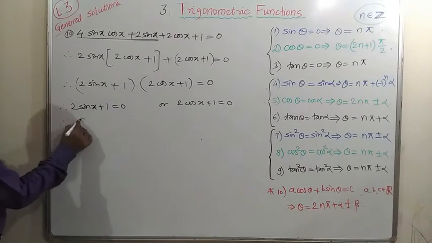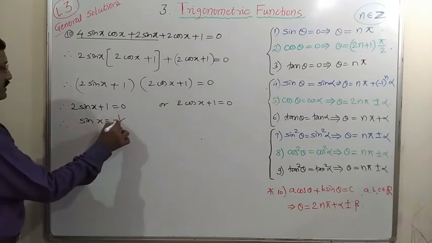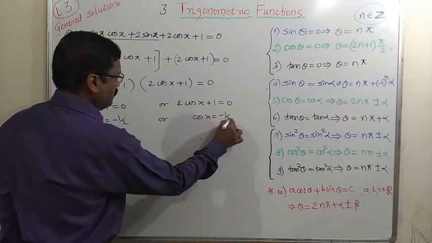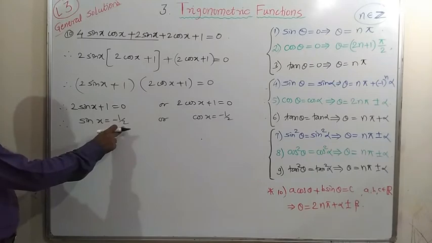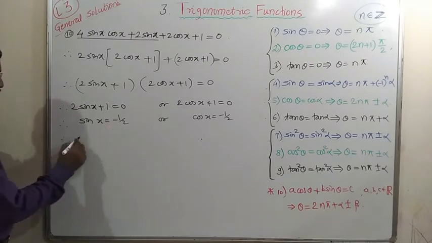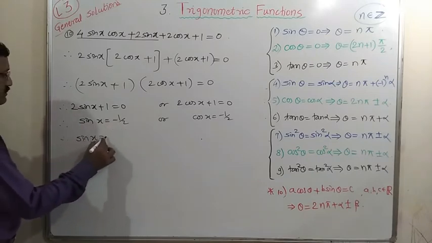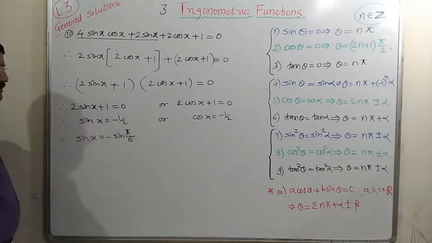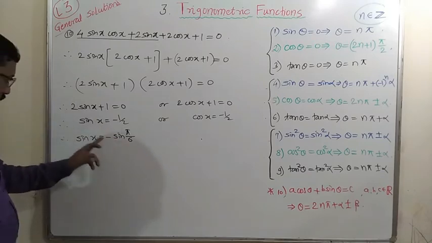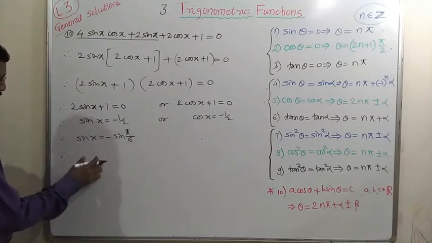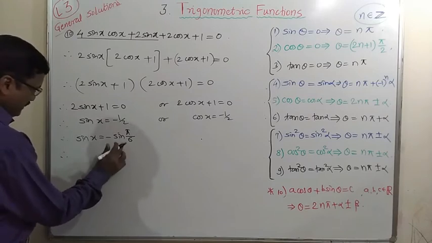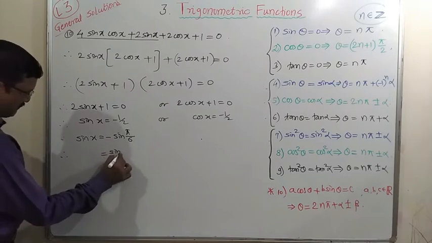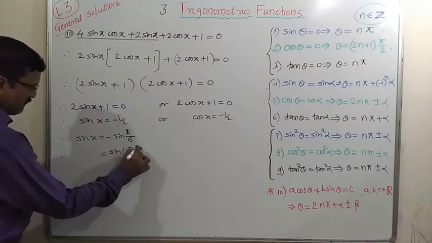This gives us sin x equal to minus half, and this gives us cos x equal to minus half. For which angle is the sin ratio half? It is for 30 degrees, so sin x is equal to minus sin pi by 6, since sin pi by 6 equals half. Absorb this negative sign. We have already solved a similar example. Here the sin function is negative in the third quadrant, so we get sin of pi plus pi by 6.